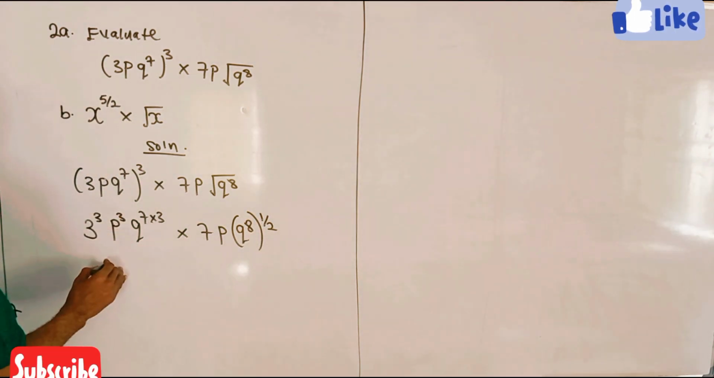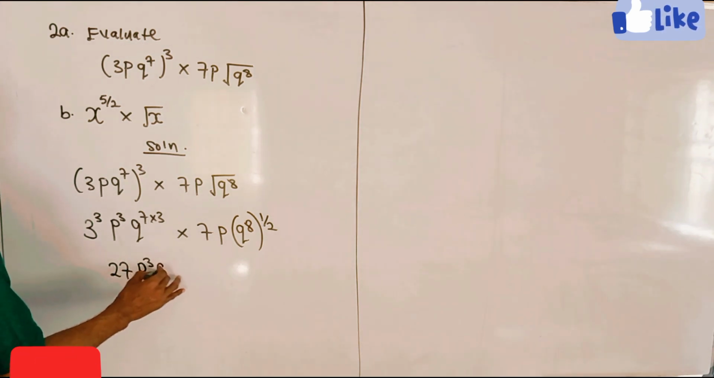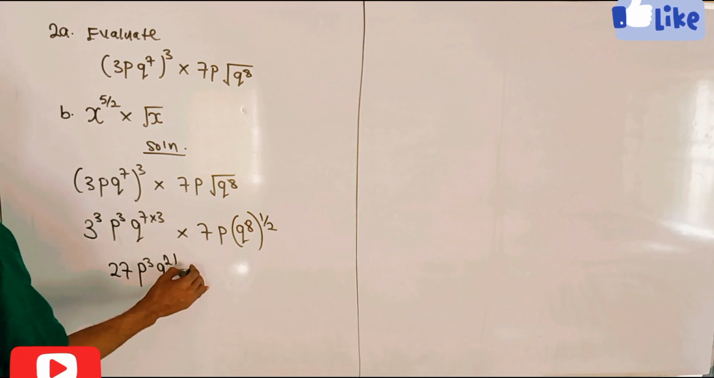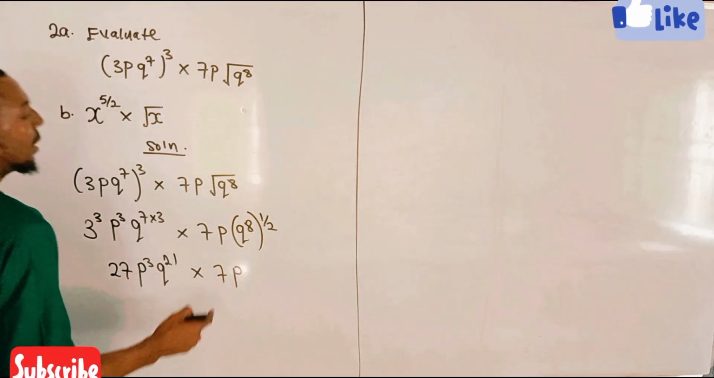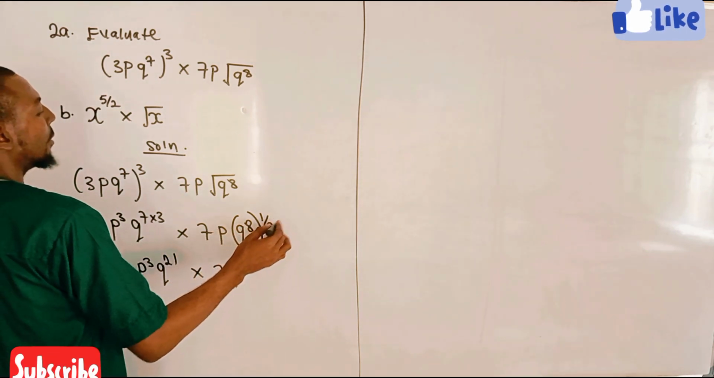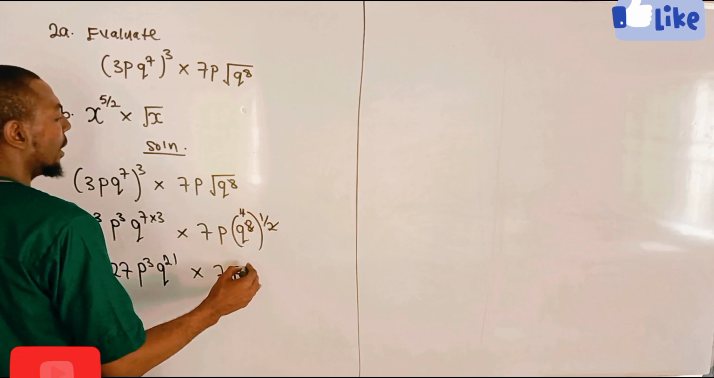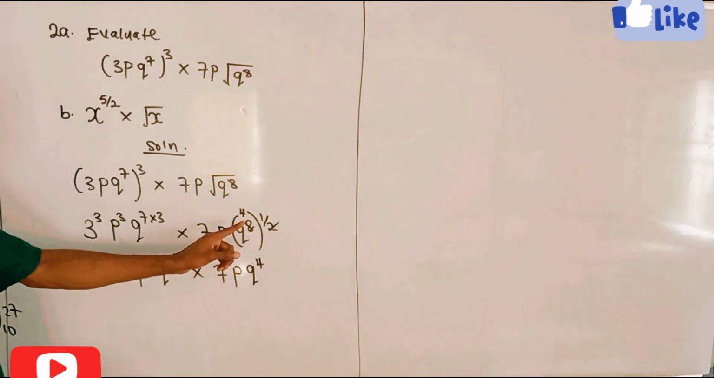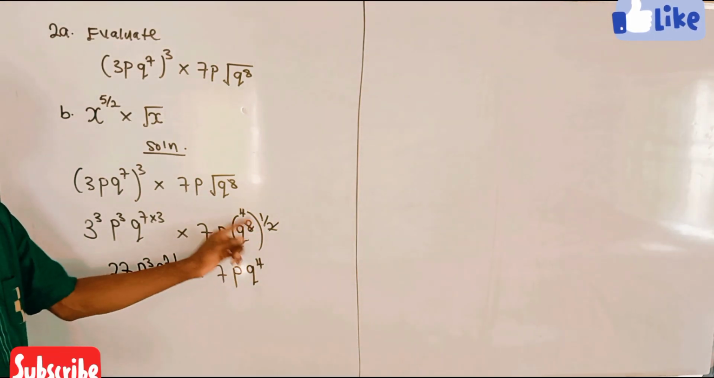So here is 3 raised to the power 3 is 27, p raised to the power 3, q, of course, 7 times 3 is 21, then all multiplied by 7p. 8 multiplied by half is 8 divided by 2, here is 4. So that we're now having q raised to the power 4. And we last say 8 will multiply 1/2, and of course when you multiply it will divide to give you 4.